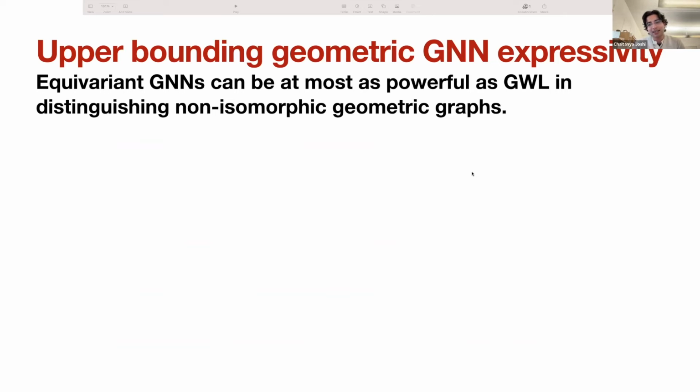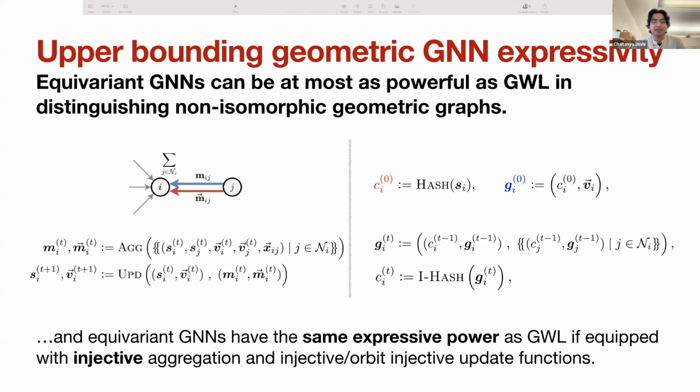And this is just directly following the results that we saw in normal GNNs. But this is interesting because it will now allow us to characterize the theoretical limitations of geometric GNNs and say what they can and cannot do.